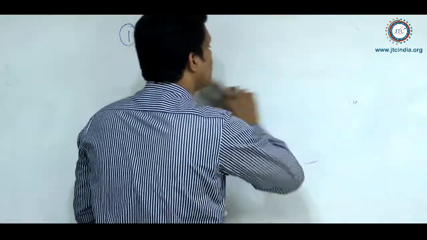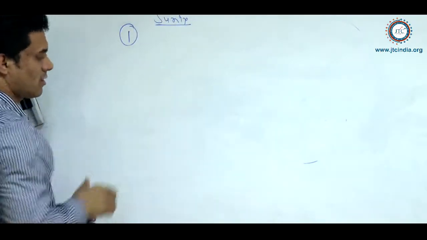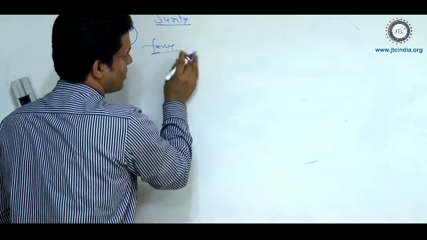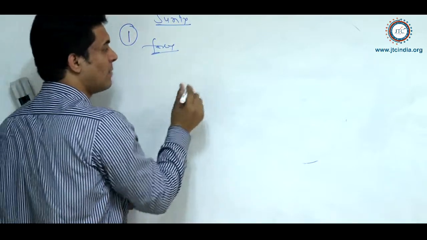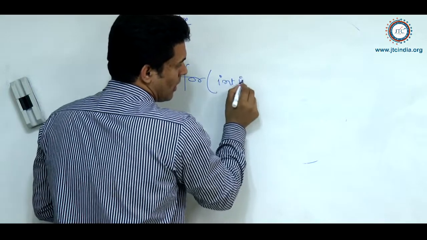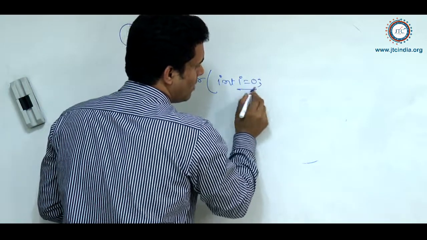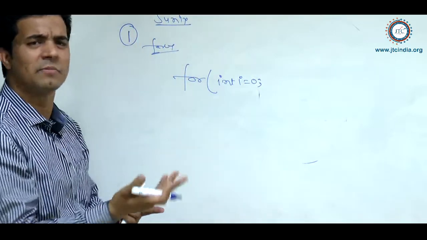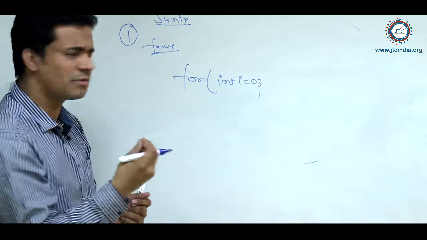There is a question, or I'll discuss this question. Suppose I'll write one example. For example, we are writing a for loop. For int i = 0. It's a very common example, but it's very easy, which we should understand.